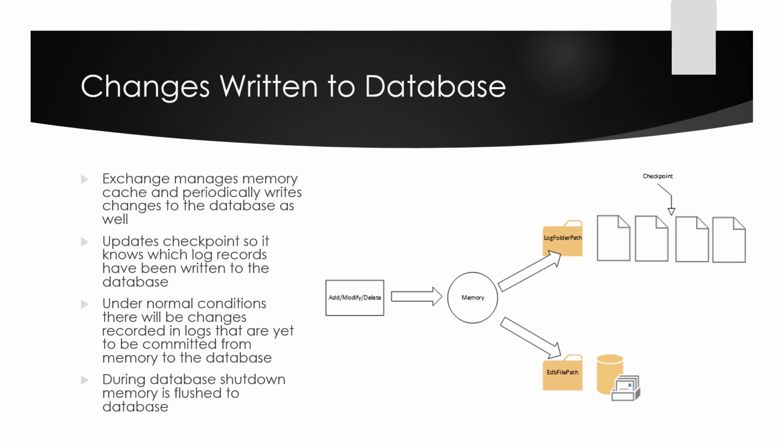Now, that's fine during a controlled or a deliberate database shutdown, because all that stuff in memory is flushed to the database and a clean shutdown takes place. But when we're talking about the topics of backup and recovery, we need to consider what sort of failure scenarios might impact the server and how the way Exchange databases work helps us to recover from those failure scenarios.